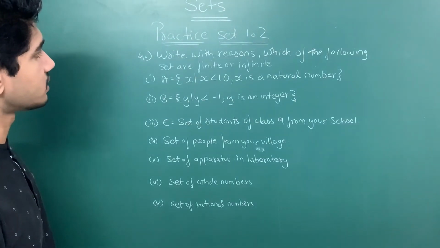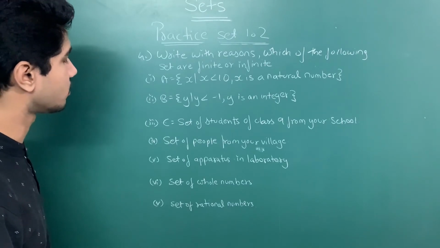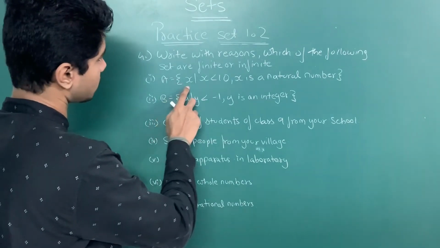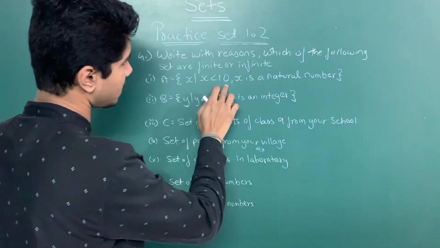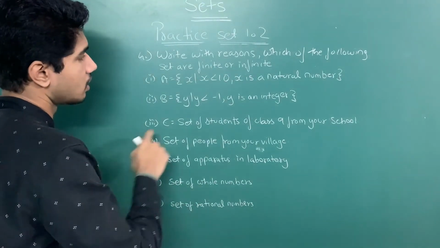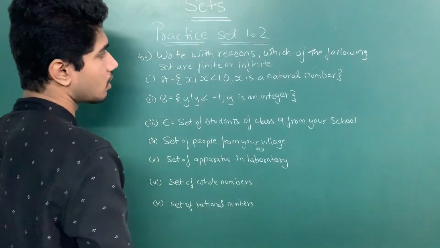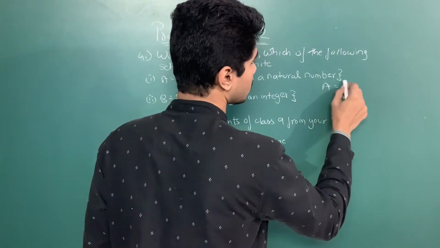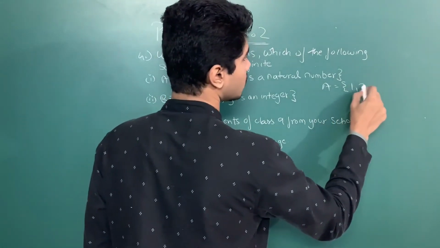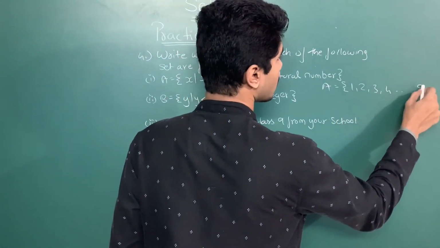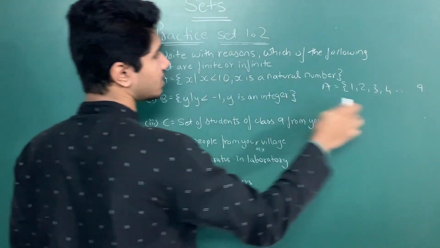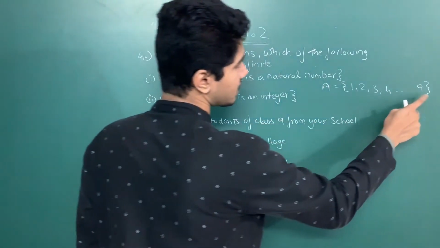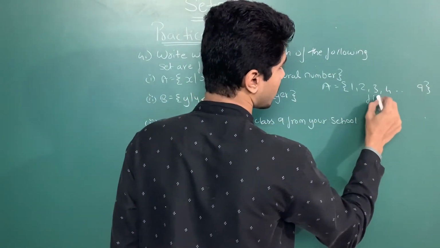Fourth question, write with reasons which of the following set are finite or infinite. First question, A is a set of x such that x is less than 10, x is a natural number. Now in case of x is less than 10 and it is a natural number, so हमें पता है natural number starts from 1, 2, 3, 4 and it is said x is less than 10, that is till 9. Therefore, this is countable plus it is limited, therefore it is a finite set.